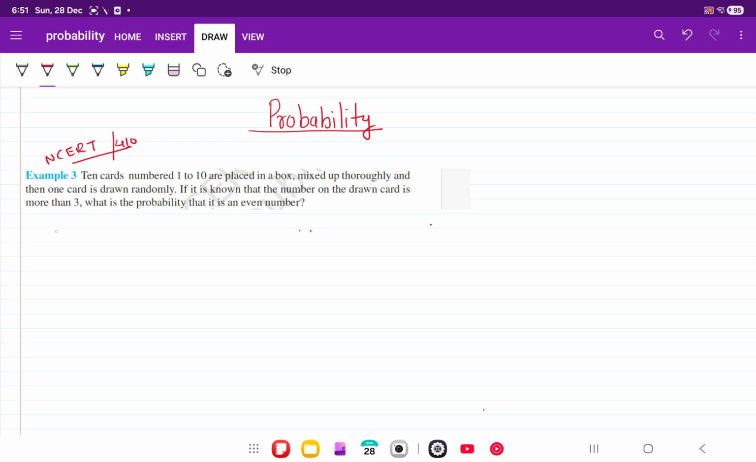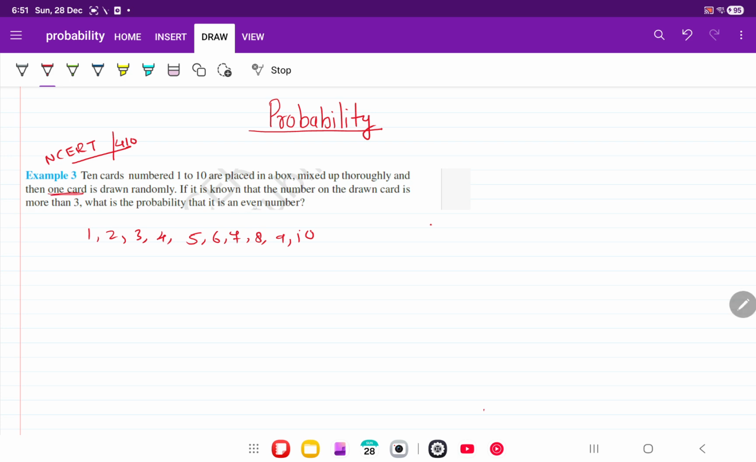So let me write down the cards. 1, 2, 3, 4, 5, 6, 7, 8, 9 and 10. These are the cards. They are mixed up thoroughly. Then one card is drawn randomly. So we are taking out just one card.